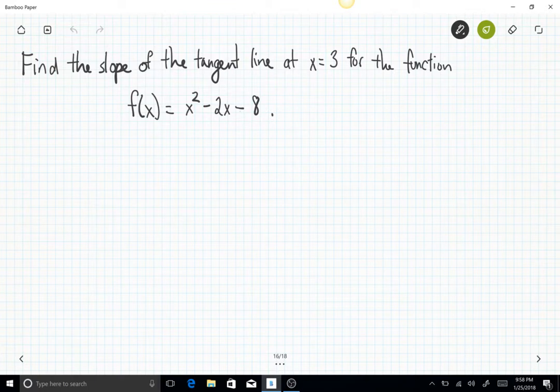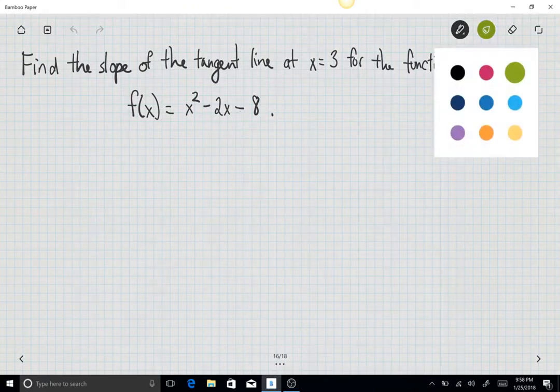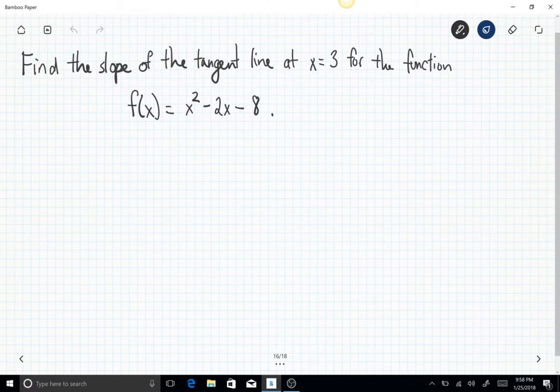Find the slope of the tangent line at x equals 3 for the function f of x equals x squared minus 2x minus 8. It's nice to have things along the lines of how you're actually going to approach this. So I'm going to show you both methods.